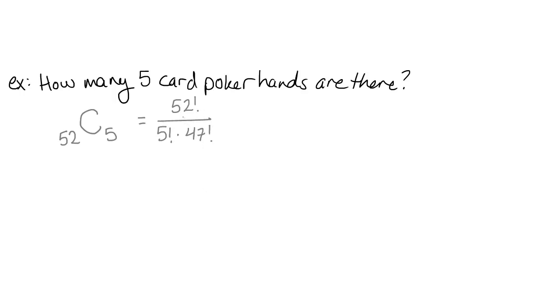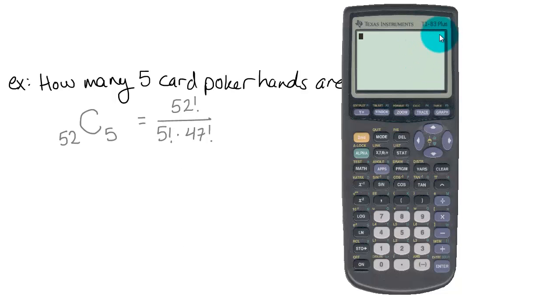Now you could definitely compute this out with the formula, but I also want to show you how to do this on the calculator. So on your TI-83 or 84, we can have the calculator compute combinations and permutations. We're going to enter it in sort of like the notation is here. We're going to have the 52 first, and then our combination, and then 5.